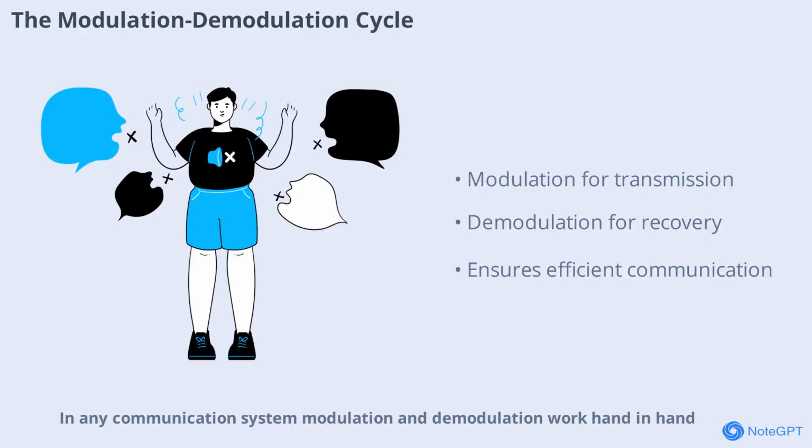In any communication system, modulation and demodulation work hand in hand. Modulation prepares the signal for transmission by combining it with a carrier wave, making it suitable for travel over various media. At the receiving end, demodulation reverses this process, retrieving the original information. This cycle ensures that data can be sent efficiently over long distances and then accurately recovered. Understanding both sides of this cycle is vital for grasping how communication systems operate.